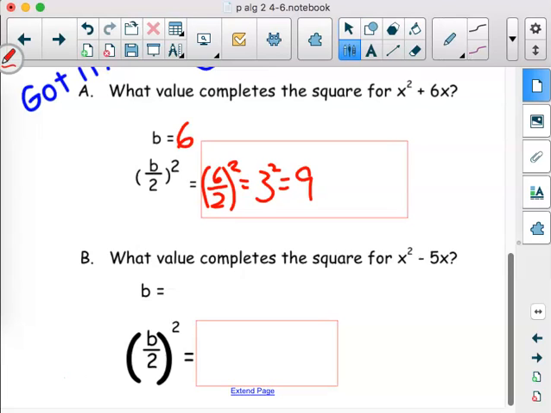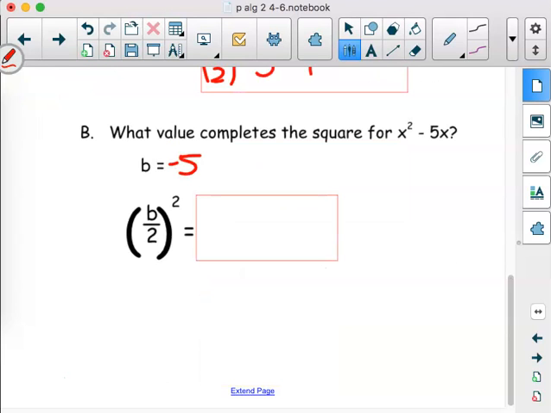So, what value completes the square for x squared minus 5x? So this time I'm going to say it right. Somebody please unmute and tell me what b is. Good. So there's our negative 5. And here's our problem. Negative 5 divided by 2 cannot be simplified to an integer. But it's not that big a deal. I mean, you could always use your graphing calculator to square it, or just write it out twice.